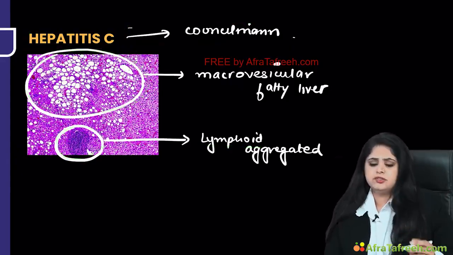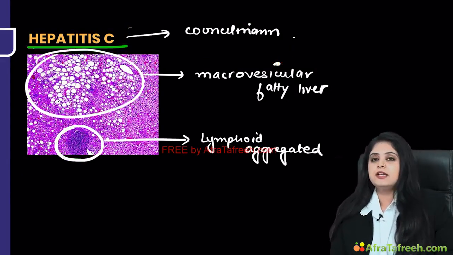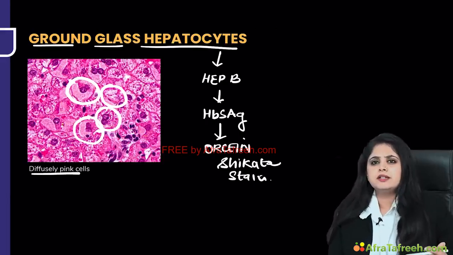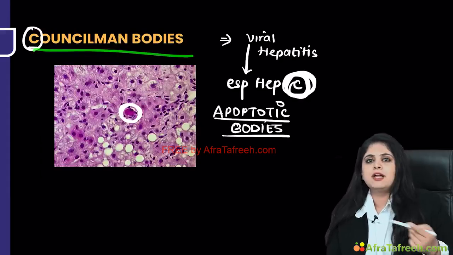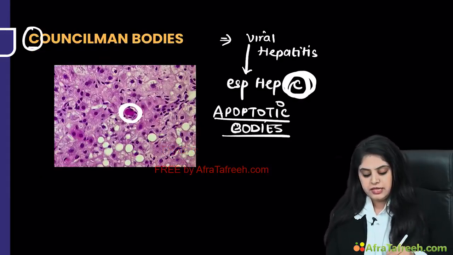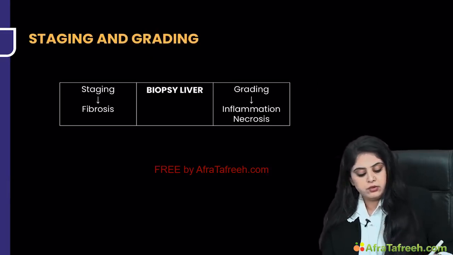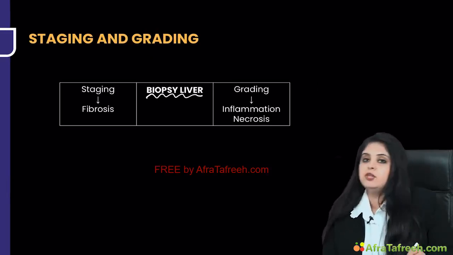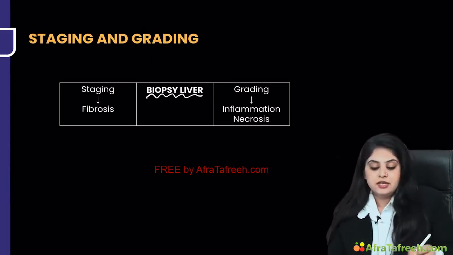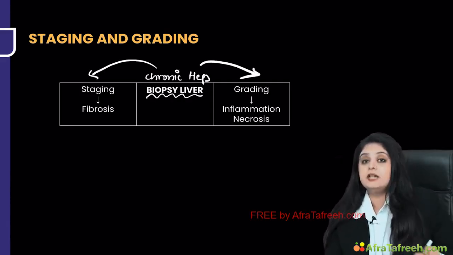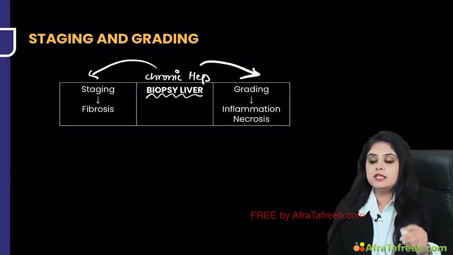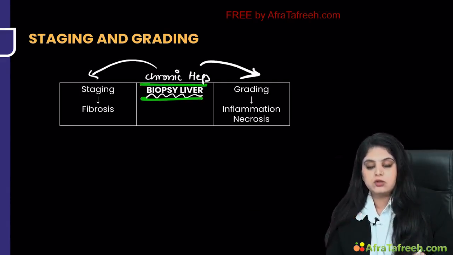So did you just wonder, ma'am, the diagnosis of hepatitis you were doing with blood tests? Suddenly you started showing me so many pictures of biopsy. Do you do a biopsy in a case of hepatitis? When do you do a liver biopsy? Ma'am, we don't do it for acute hepatitis. We do it in cases of chronic hepatitis only when I want to know the staging and the grading of hepatitis. So what is the indication of a liver biopsy in chronic hepatitis? When you want to do the staging and the grading.